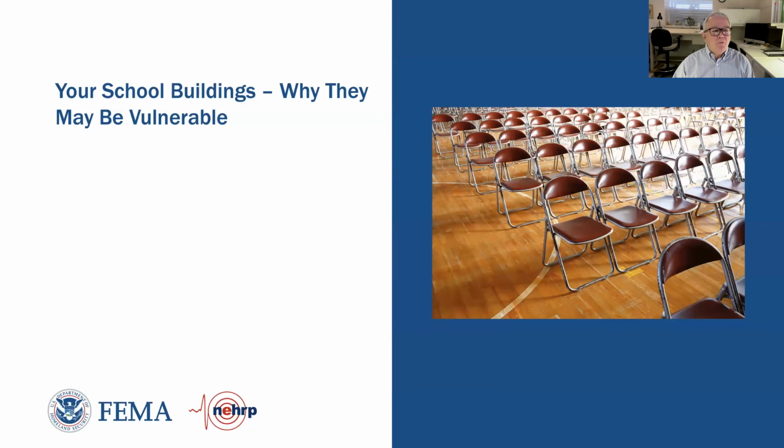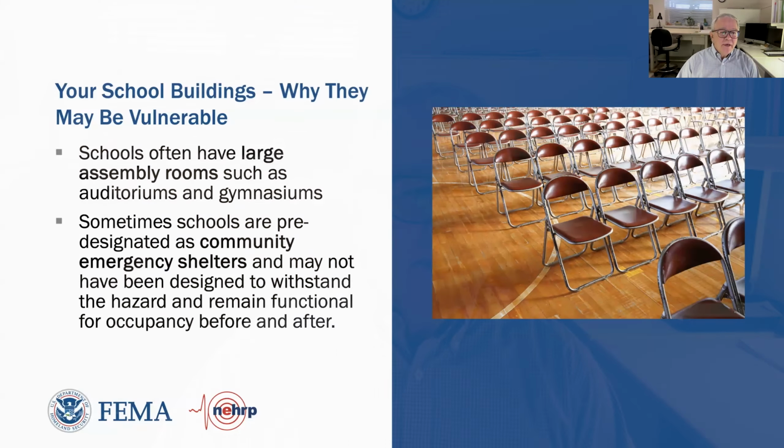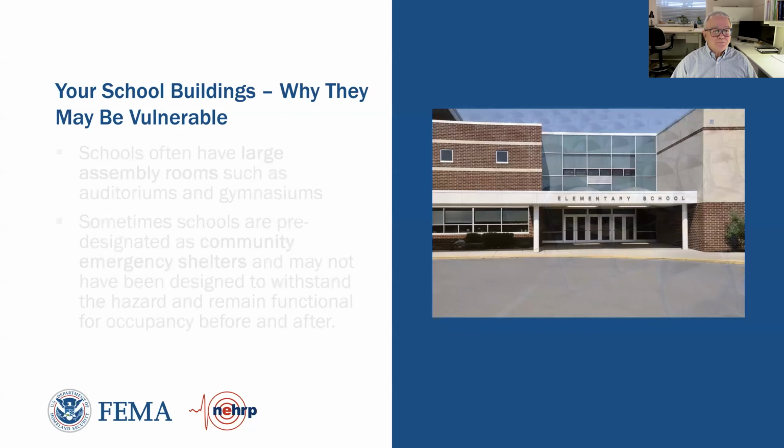So let's talk a little bit about why your schools might be vulnerable. Well, first of all, schools often have large assembly rooms such as auditoriums and gymnasiums. They can also generally have taller sections surrounding the classrooms, and they often have a higher exposure to natural hazards. Sometimes schools are pre-designated as emergency community shelters and may not have been designed to withstand the hazard and remain functional for occupancy after. Building codes require more stringent risk categories, resulting in design loads for buildings that are used as emergency or post-disaster shelters. So that's something to consider.